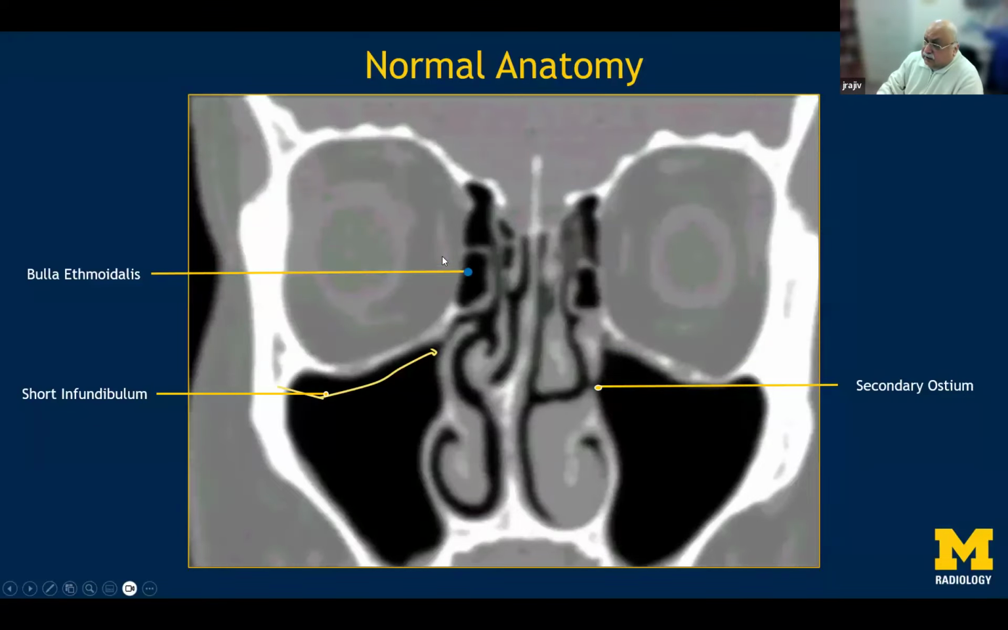Here you can see that the large bulla ethmoidalis is closely approximated to the medial wall of the orbit, and any injury to the medial wall of the orbit can be facilitated by grabbing this particular structure and not being aware of injuring this lamina papyracea, which is a thin piece of bone. It's barely even visible on CT.